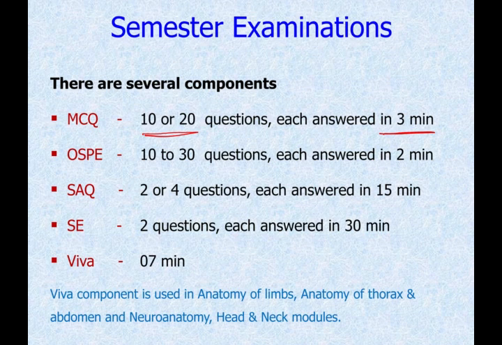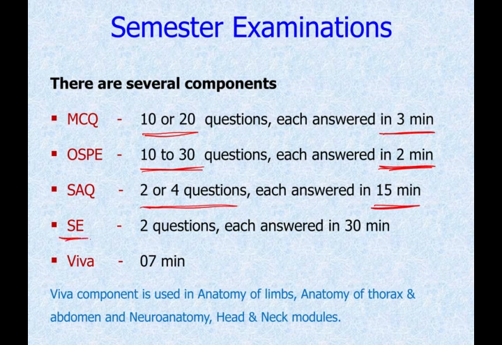Then you have the Ospi component, where a specimen or picture is given and labeled, and you have to identify certain parts that we have labeled, and we can ask questions from these labeled parts. Again, depending on the size of the module, you will have 10 to 30 Ospi questions, each answered in 2 minutes. Then the structured essay questions, SAQ, where you fill in blanks given after a question. Depending on the module, you will have 2 to 4 of these, each answered in 15 minutes.